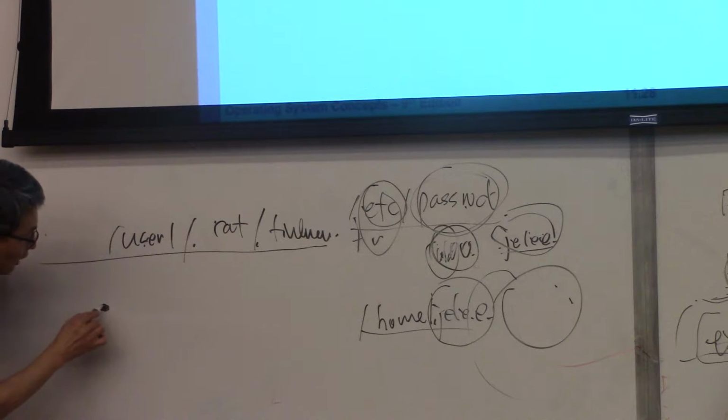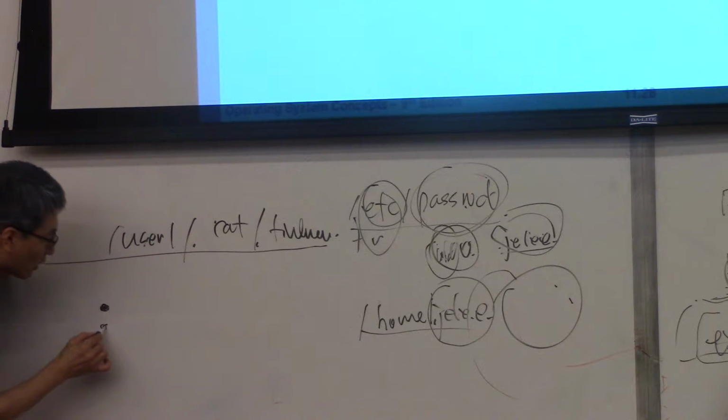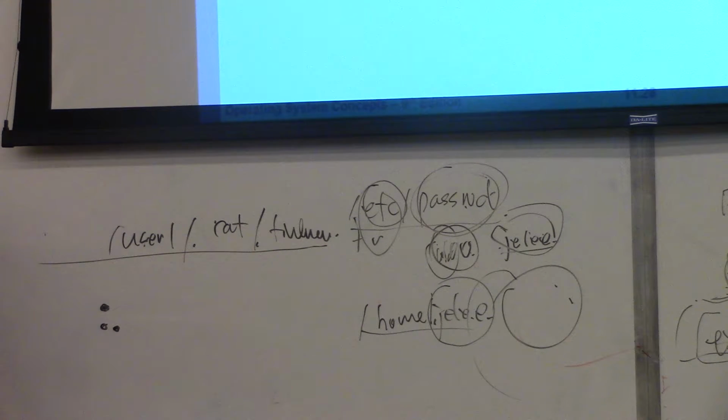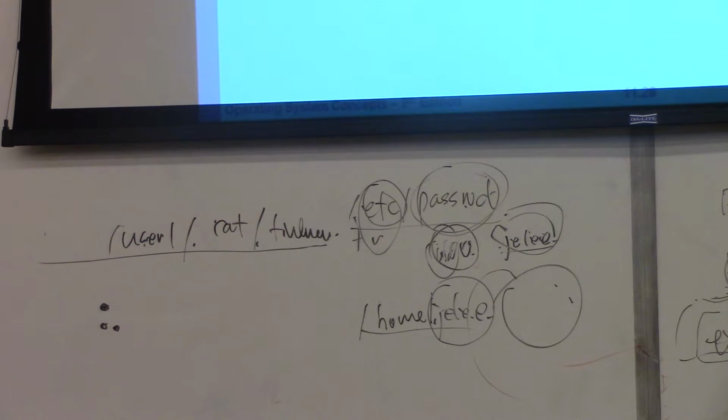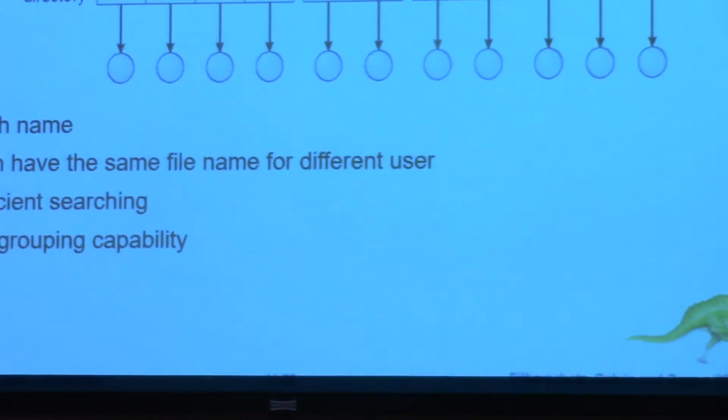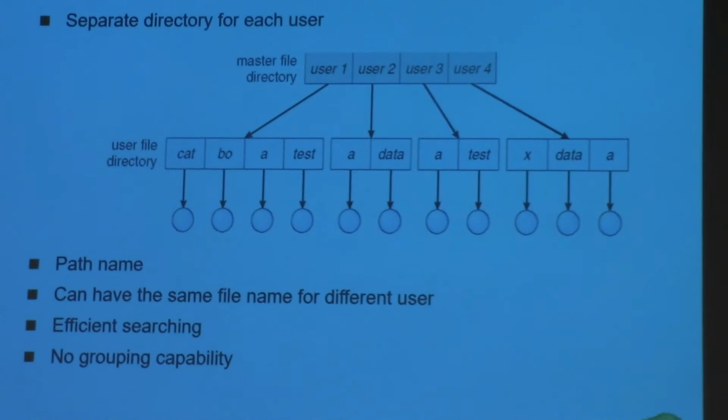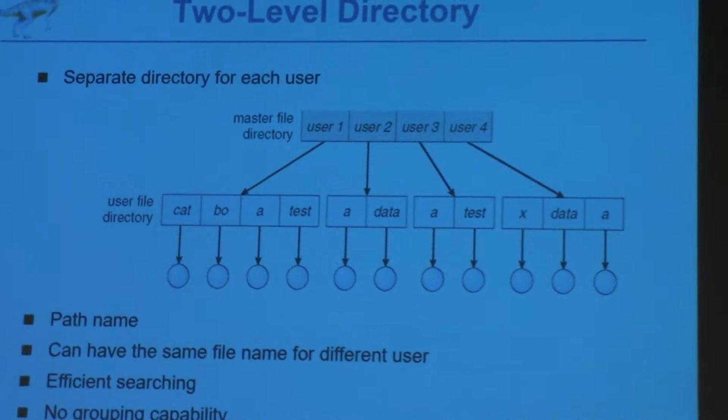So single dot is the current, double dot is the parent, because you should be familiar with the path of the file to access, to learn, to open, to manipulate such a file. So this is a multi-level, the two-level directory. So we can reasonably solve the problem of the naming, and grouping is still an issue.